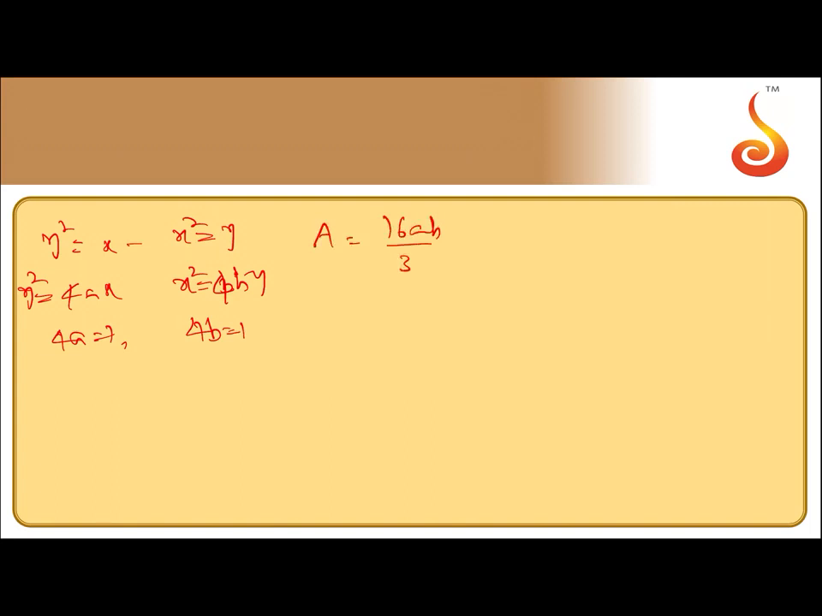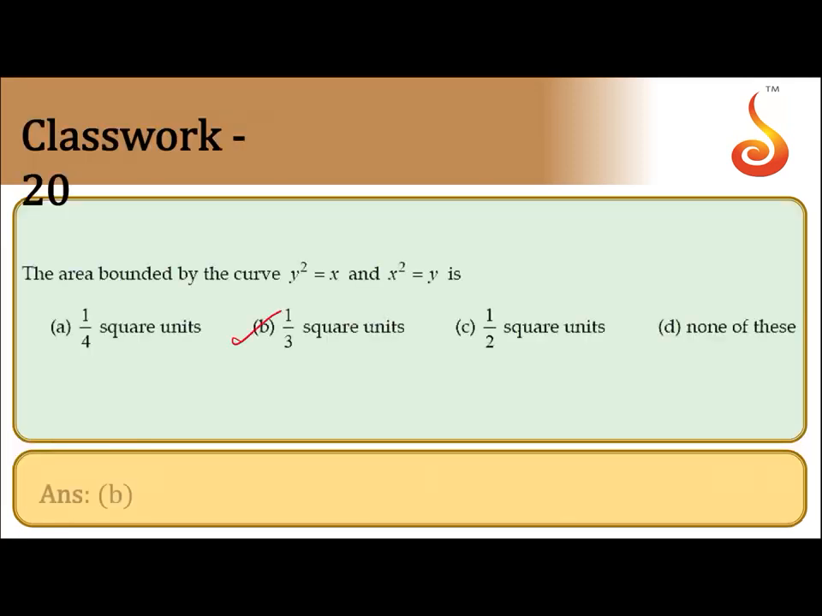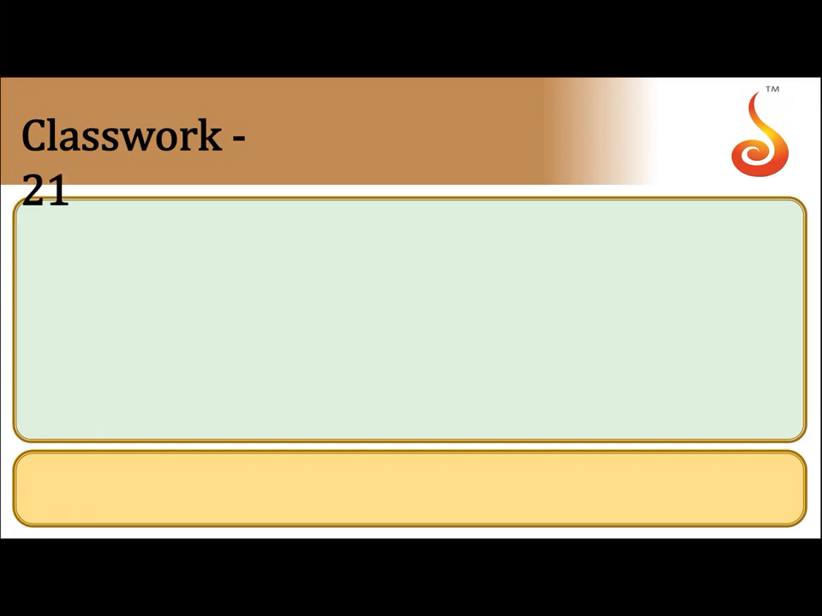and x square is equal to y. I think I told you the formula already. y square equals x, x square is equal to y. Therefore, y square is equal to 4ax, x square is equal to 4by. So 4a is equal to 1, 4b is equal to 1. Area bounded by these two curves is given by 16ab by 3. That's nothing but 4a multiplied by 4b by 3, if we can write. And that is equal to 1 by 3. So the answer for the problem is 1 by 3.